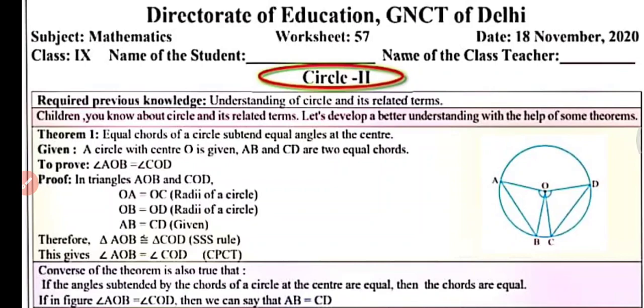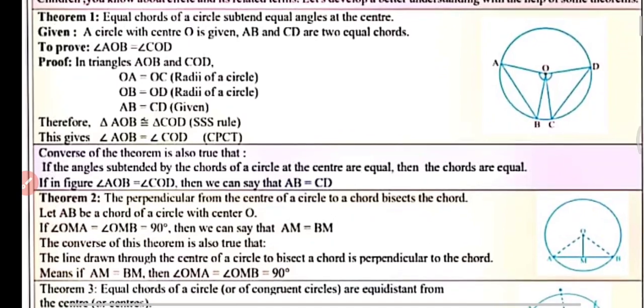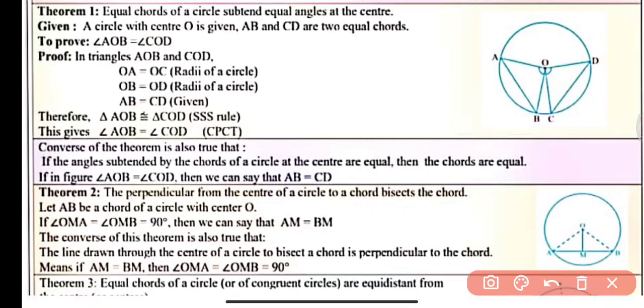So now children, you know about the circle and its related terms. Let's develop a better understanding with the help of some theorems. Theorem number 1: equal chords of a circle subtend equal angles at the center. So if we are given equal chords in a circle, then they will subtend equal angles at the center. So this is the theorem.